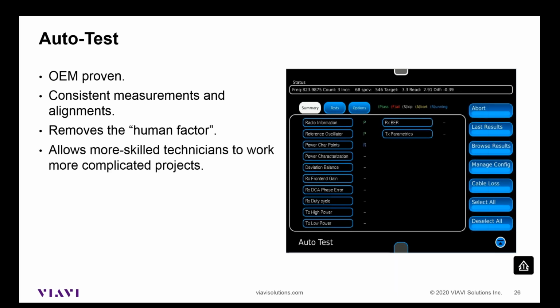Another cool thing about Autotest is that because it's automated, because the person running the radio does not have to be an expert technician to test or align that radio, it allows your more skilled, more experienced technicians to go out and do more complex troubleshooting or do site analysis and things of that nature, where you need that experience, where that experience pays off and really is of more benefit.